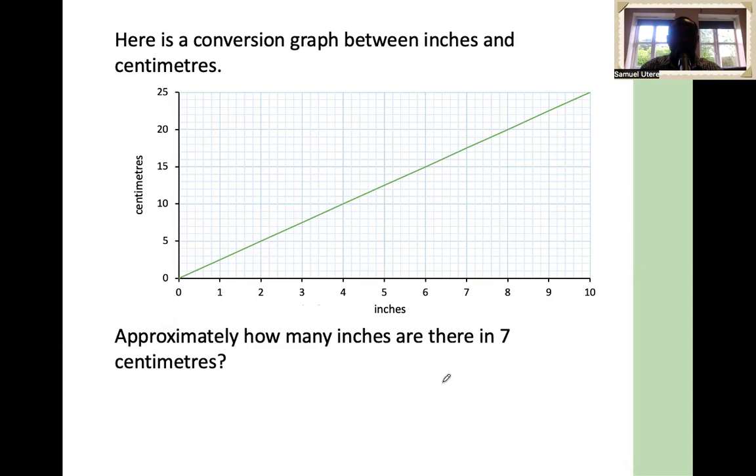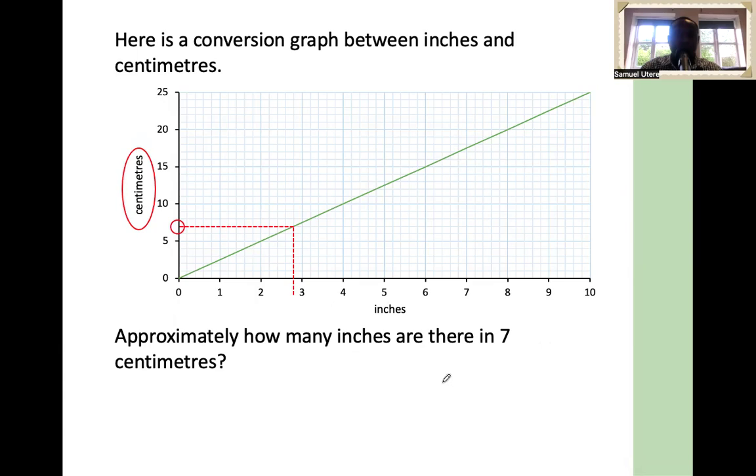The next question is approximately how many inches are there in 7 centimeters? So we look at the vertical axis and identify that we're now wanting to work with centimeters. We mark 7 on the vertical axis. Next, we extend a horizontal line to meet the line of the graph and then produce the line vertically so that we can read the equivalent amount in inches.